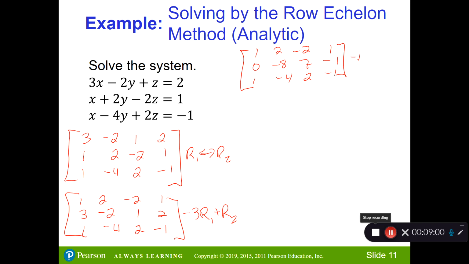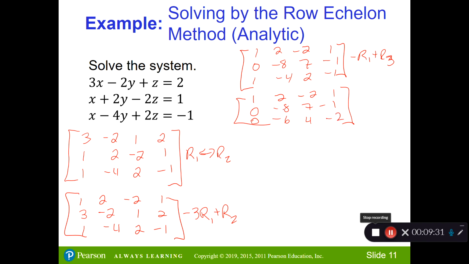So I'm going to do negative row 1 added to row 3, and put it back where row 3 is. So 1, 2, negative 2, 1 stays the same. 0, negative 8, 7, negative 1 stays the same. But on this one, we're going to go 1 minus 1 is a 0. Negative 2 added to negative 4 is a negative 6. Positive 2 added to 2 is a 4. And then negative 1 added to negative 1 is a negative 2.